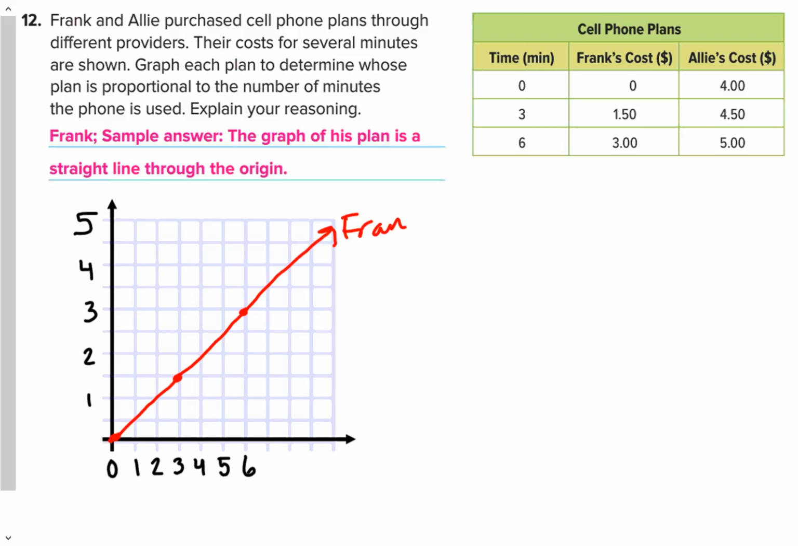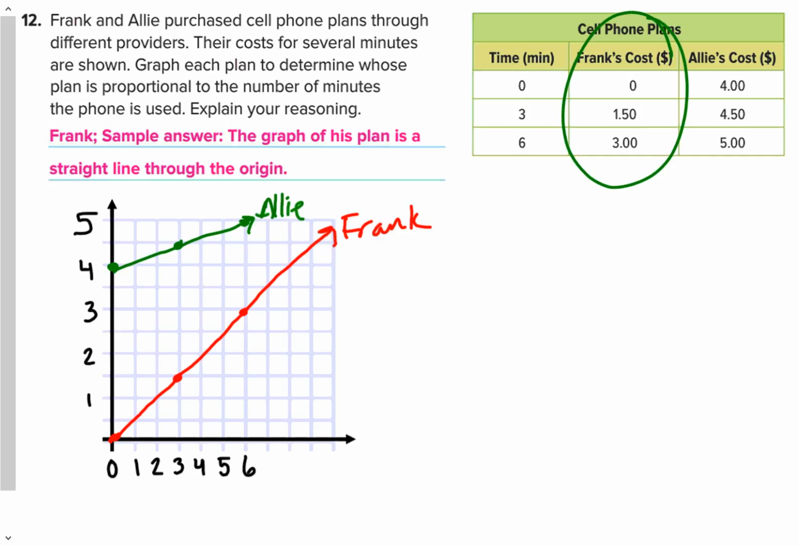Okay, now we're going to go to Allie. Allie starts at 0, $4. At 3 minutes, it goes to $4.50. And then at 6 minutes, it goes to $5. So here, Allie does go in a straight line, but she does not start at the origin. So Frank's plan is proportional, because the graph of his plan is a straight line through the origin.